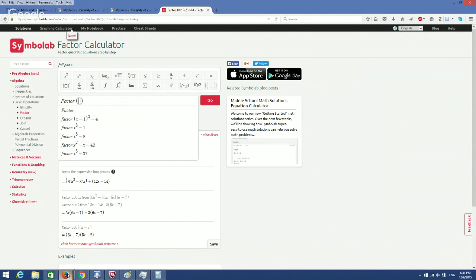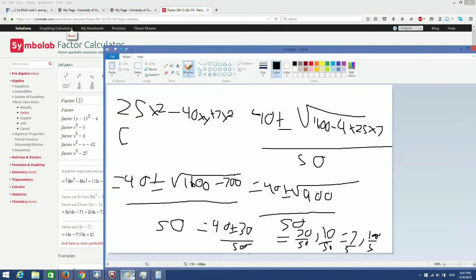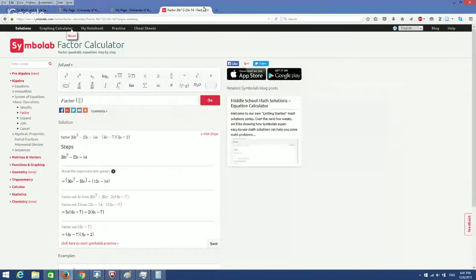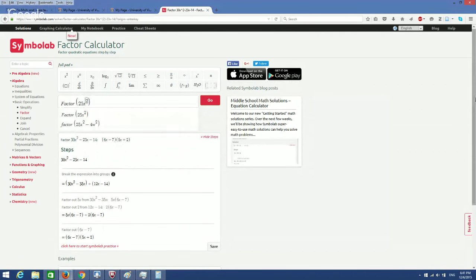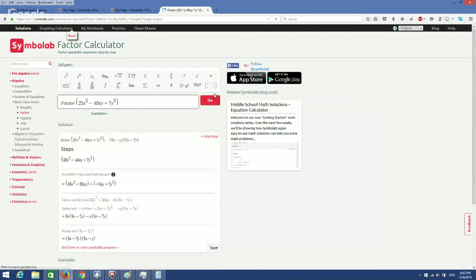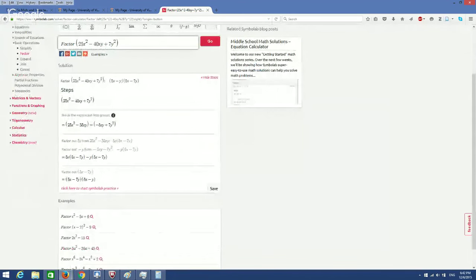Where are we here? Okay, 25x squared minus 40xy, 25x, 5x to the power of 2 minus xy plus 7y to the power of 2. Go. Yep, that is exactly what I was expecting it to be.